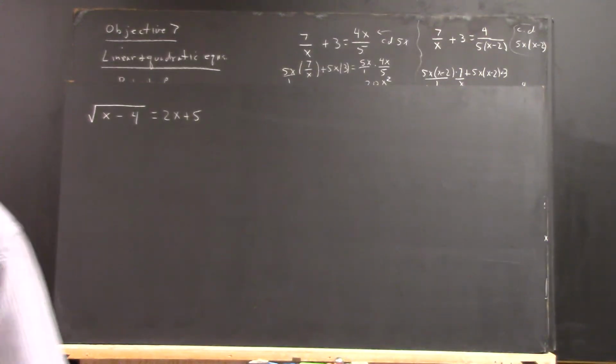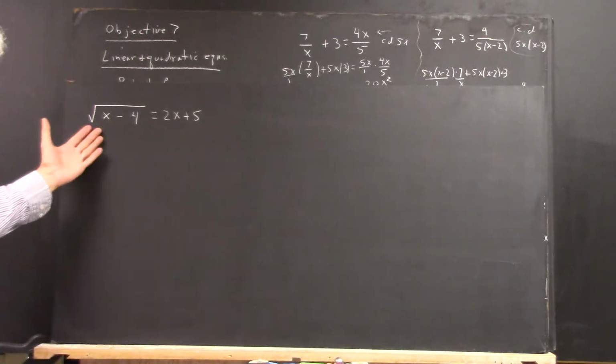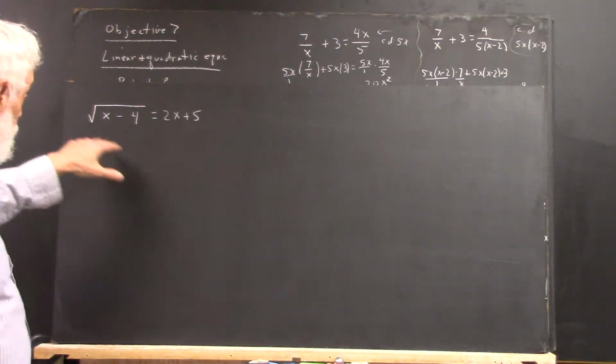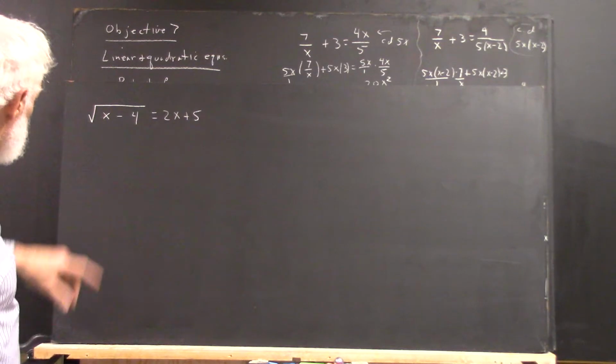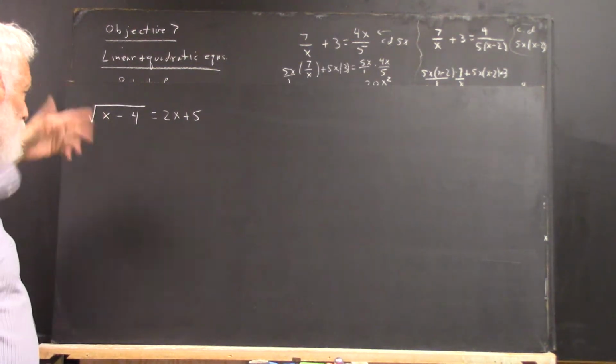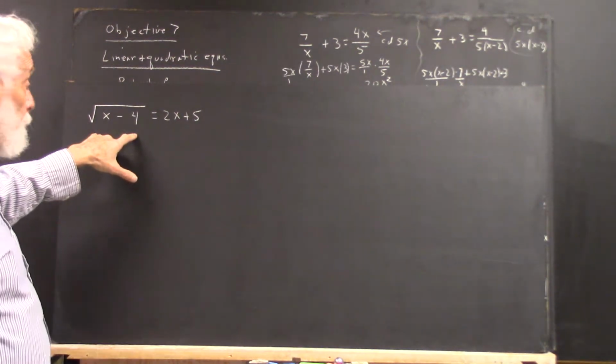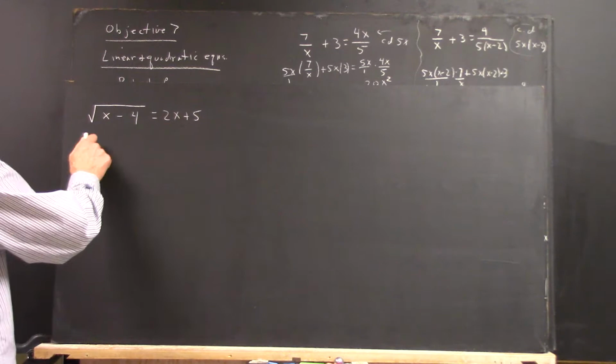Another equation that actually turns out to be quadratic, this. Okay, so how do we solve this? Well, we've got the square root of quantity x minus 4. If we square that, we're just going to get plain old x minus 4. So we square both sides.